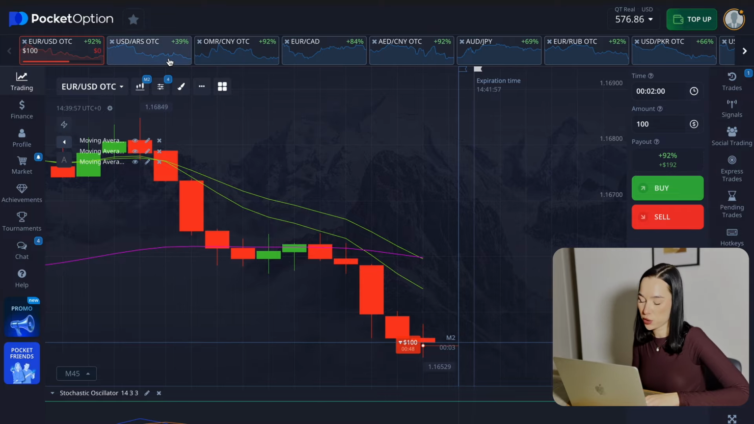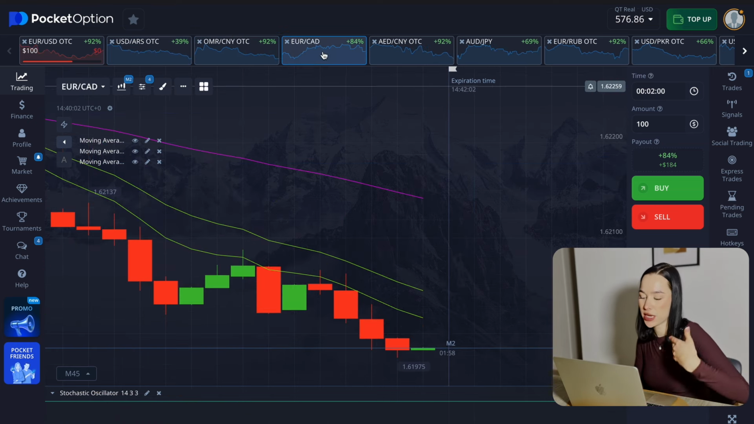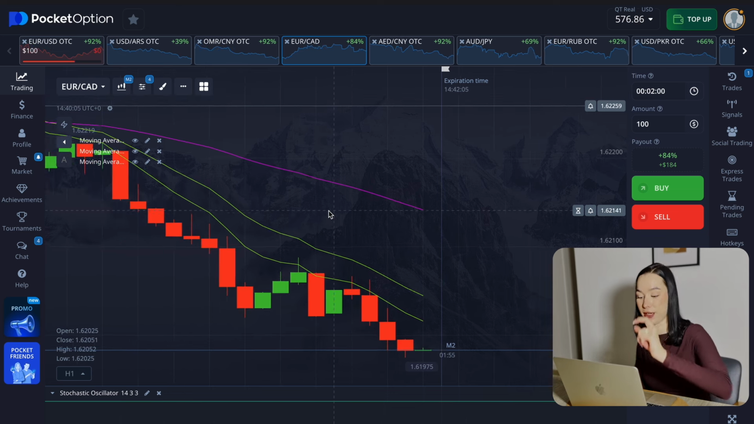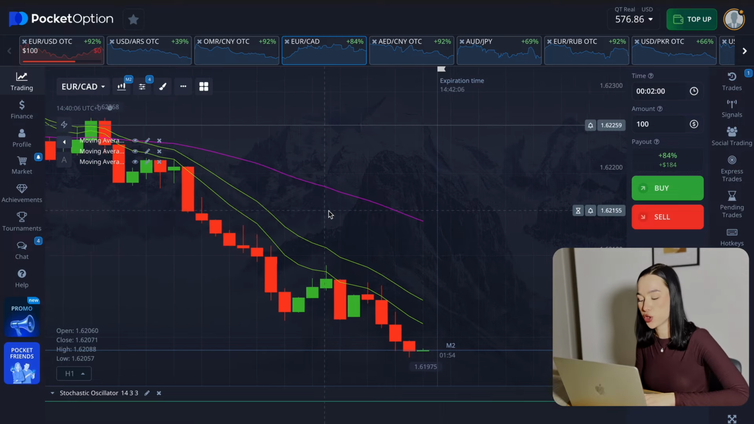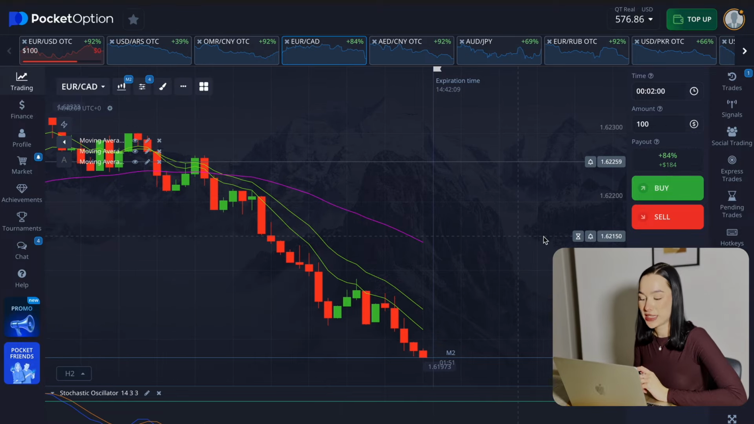For example, here's also one of the interesting situations. We can see that the last red candle is really small. It's also showing that the sellers are losing their power, and the green candle is really big, the first green candle on the chart. And after it, a pretty fast upward movement started.